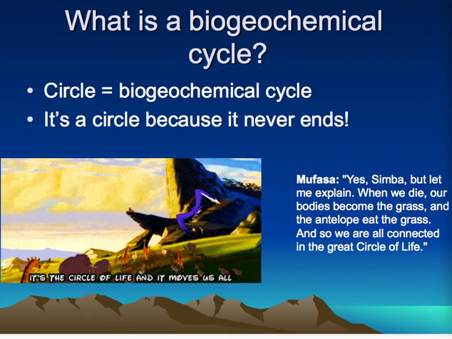So in the movie Lion King, which I hope that you've all seen, there's a song about the circle of life, and while it's a beautiful song and all the animals are gathering and it's just wonderful, really the circle is referring to biogeochemical cycles. There's even a part where Simba's dad briefly describes biogeochemical cycles. He says, "When we die, our bodies become the grass, and the antelope eat the grass, and so we are all connected in the great circle of life." And this is kind of like a simple version of biogeochemical cycles.